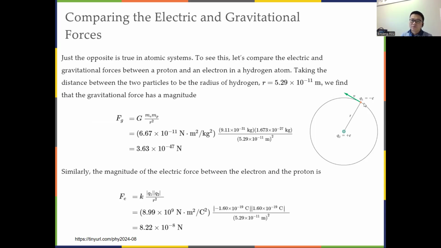But the electrostatic force between the two, using Coulomb's law, Coulomb's constant times the two charges divided by the separation squared, gives you 8.22 times 10 to the minus 8 newtons. So this one is much bigger than that one. Although they are both small, the electrostatic force is bigger by about 39 orders of magnitude.